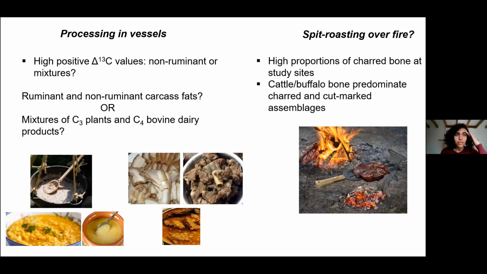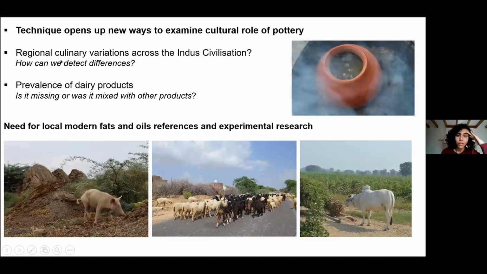So to conclude, the technique really opens up new ways of looking at pottery, moving beyond actually looking at the cultural role that pottery played. I mentioned earlier that there might be regional variations across the Indus civilization, and it would be really interesting to explore these questions. And thirdly, the prevalence of dairy products is another really interesting question to explore in different settlements. Is it really missing in the settlements I'm looking at, or was it mixed with other products? And one of the most important things we need at this moment is local modern fats and oils, so that we can do a much better comparison to our archaeological data.